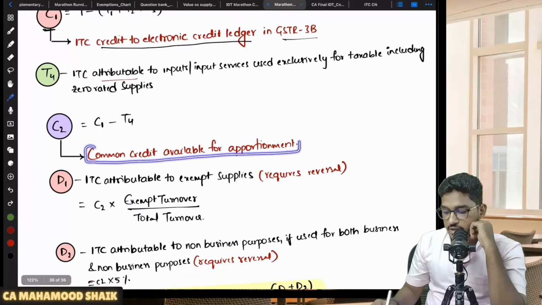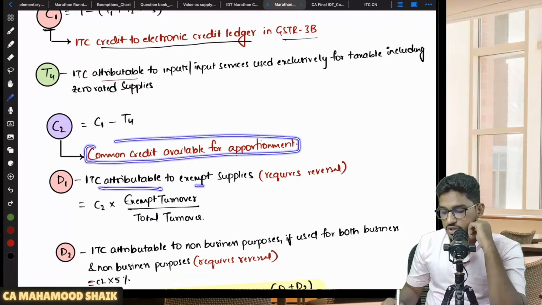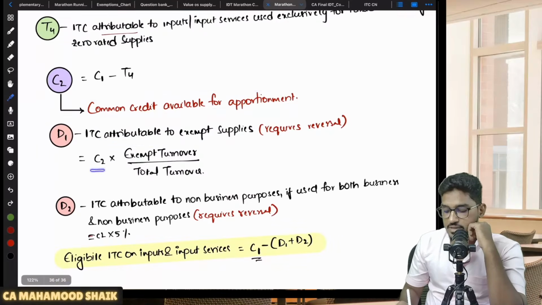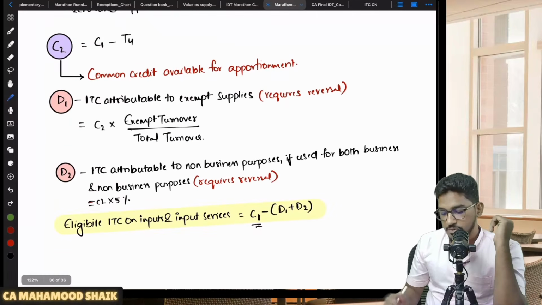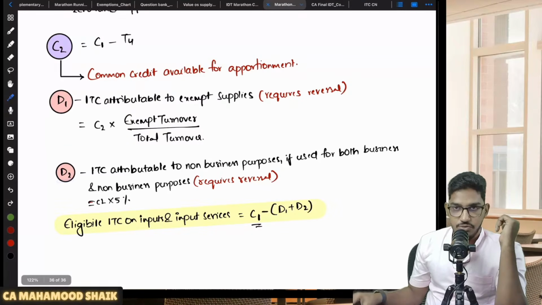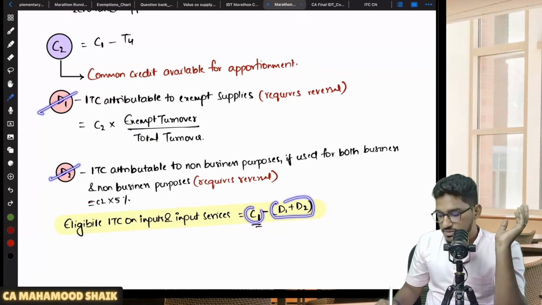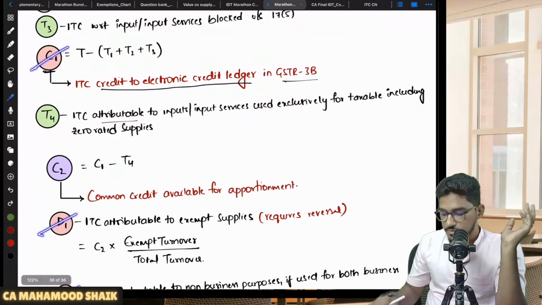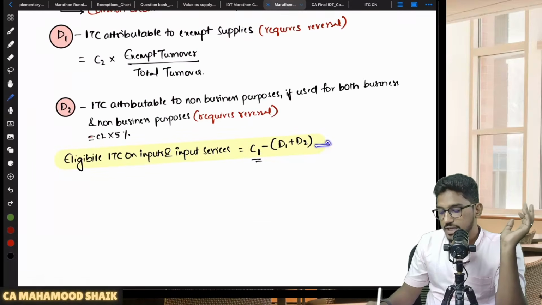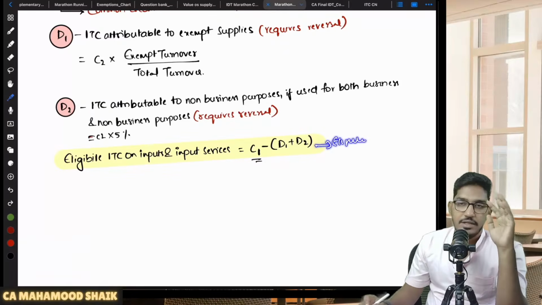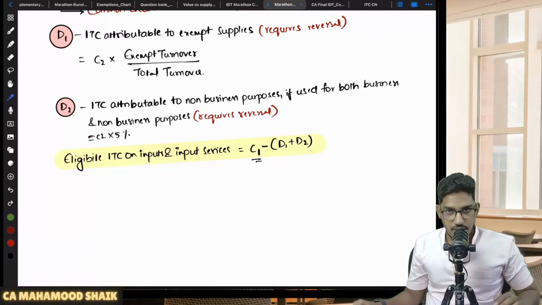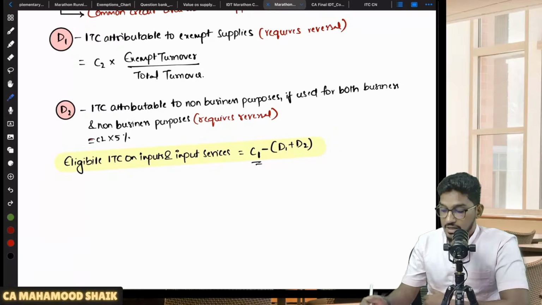Now for this common credit, you have to find out the ITC attributable for exempt supply. How? C2 into exempt turnover divided by total turnover. In case you are using it for non-business purposes also, you have to calculate D2. What is D2? D2 is ITC attributable for non-business purposes. How to calculate it? Very simple: C2 into 5%. So you got D1 and D2. Reduce D1 and D2 from C1, and you will get the eligible ITC. Understood? Clear? Right. Next one.